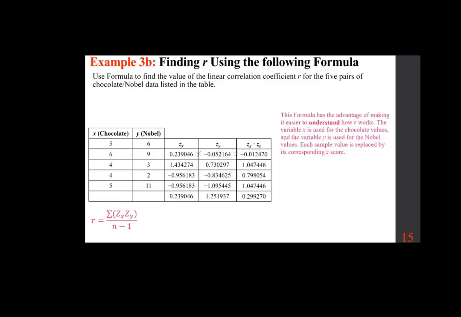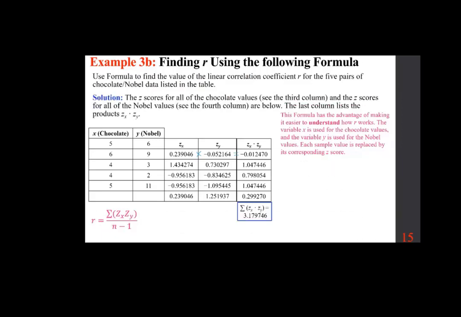Okay. And now this very last column, add them up. That's the summation. That is your numerator. So the z-score for all the chocolate values, see the third column. The z-score for the noble values, the fourth column. And the last column lists the product. Okay, everybody? Put it into the formula. N is 5, so 5 minus 1. And you get the same answer.